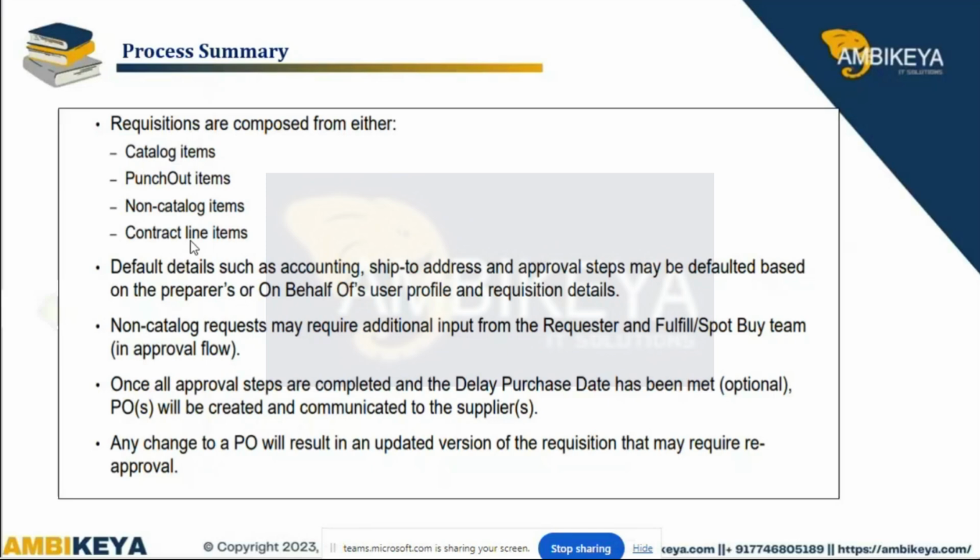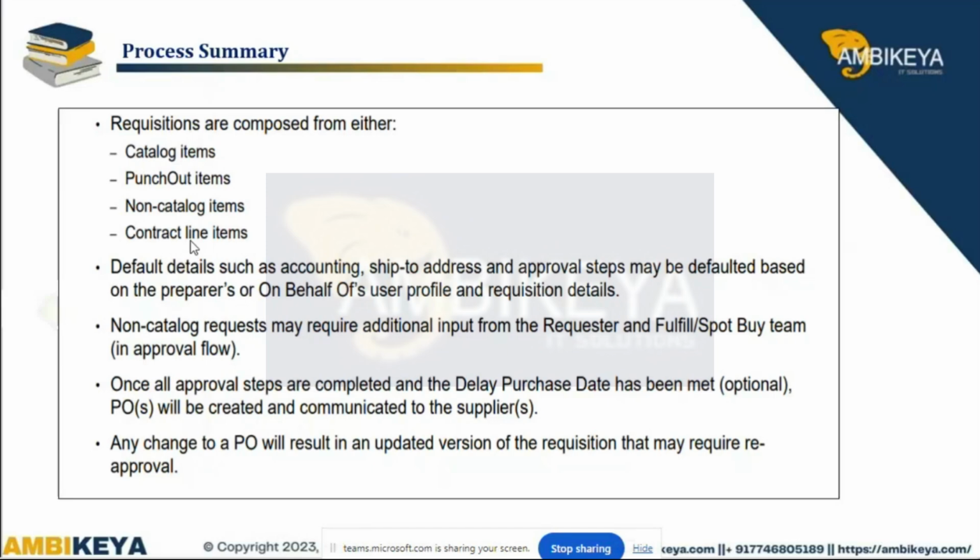Next, default details such as accounting, ship to address, and approval steps may be defaulted based on the preparer or on behalf of user profile and requisition details. There are two roles. One is the preparer, the one who creates the purchase requisition, and the other is the requester, who needs that product for his production activity or business purpose. You got the difference, right? The preparer is the one creating the request, and the requester is the one who needs the actual product.